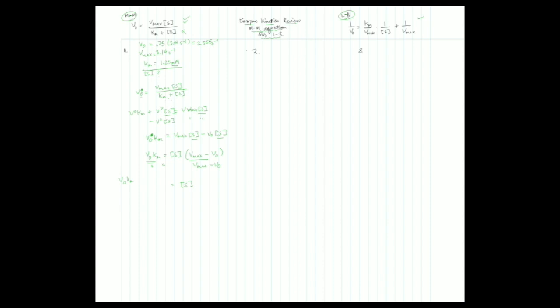V naught times the Michaelis constant divided by Vmax minus initial velocity, and then you just plug and chug. So initial velocity 2.355 seconds to the minus 1 times your Michaelis constant, which was given to you, is 1.25 millimolar, divided by Vmax, which is 3.14 seconds to the minus 1, minus your initial velocity, which again is 2.355 seconds to the minus 1.